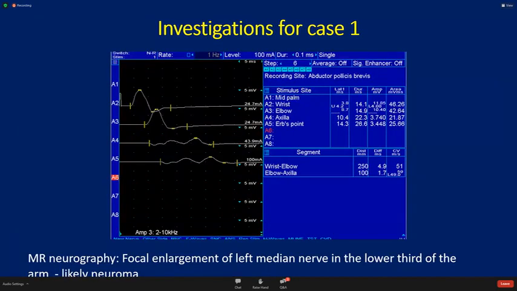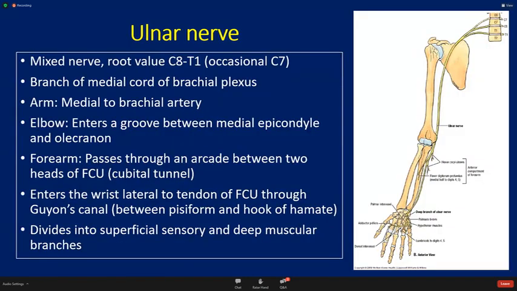So for the first case, we decided that it is likely that the patient has an involvement which is proximal to the branch to the flexor digitorum superficialis, and hence probably proximal to the elbow. This was reflected in a nerve conduction study which showed a conduction block between the elbow and axilla. And we did an MR neurography which showed that there was a neuroma at the lower third of the arm on the median nerve, and it was taken up for surgery.